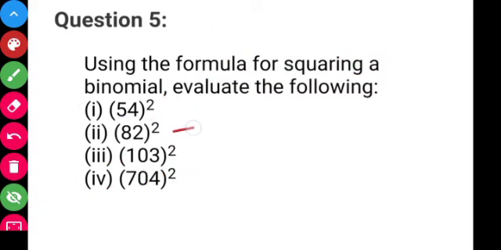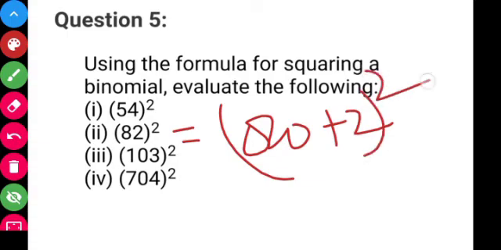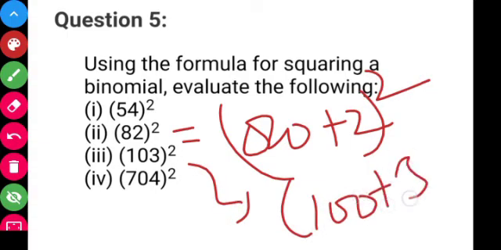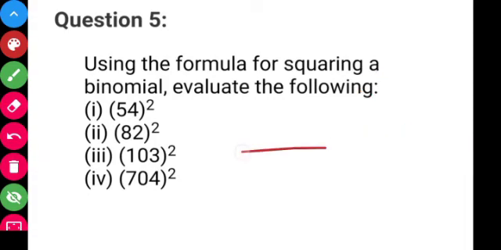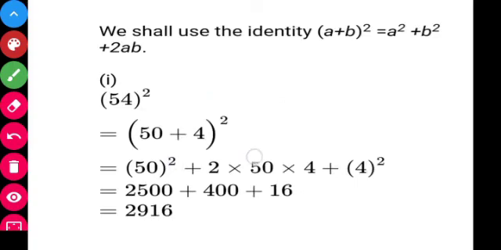Similarly you can do 82. This will be 80 plus 2 whole square, and 103 is 100 plus 3 whole square. Okay, you can do. Now come to the next question. So this is done. You can see this, we already did.